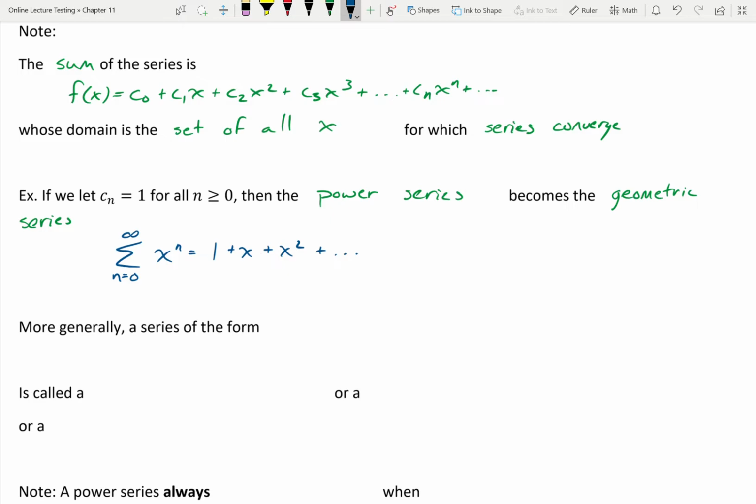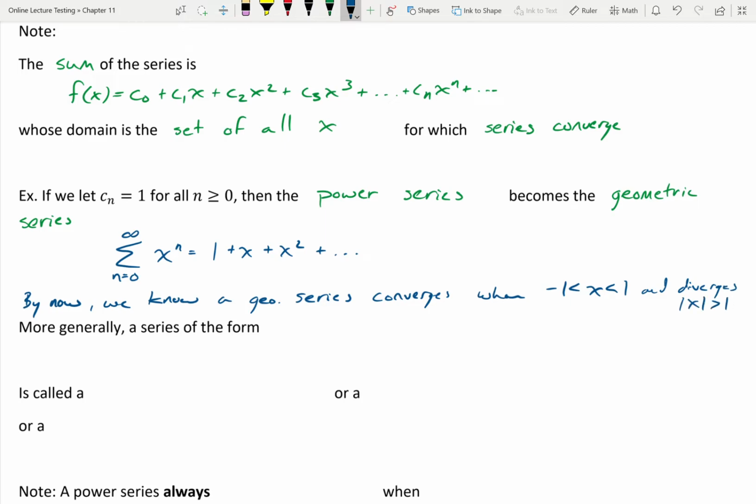So again, more generally, by now we know a geometric series converges when x is between -1 and 1 and diverges elsewhere. So we can say it diverges when the absolute value of x is greater than or equal to 1.